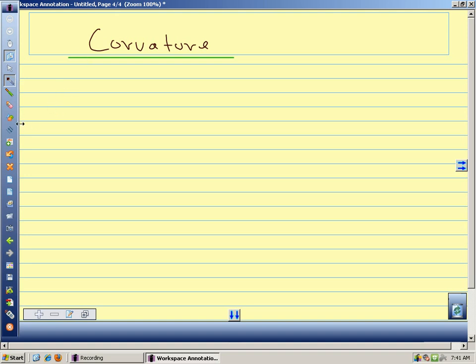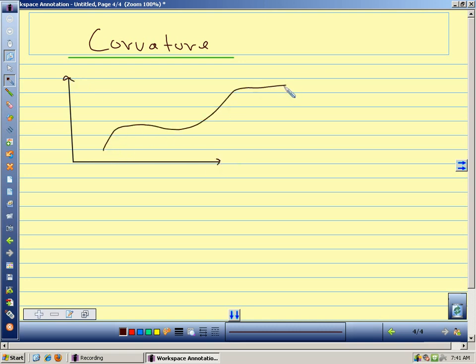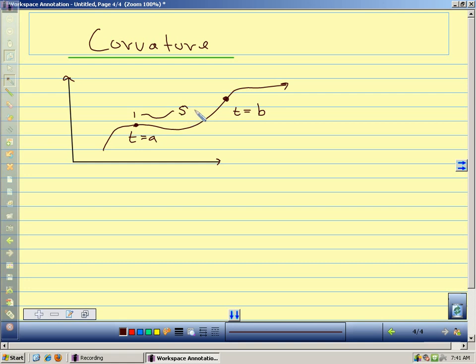Now let's start our analysis by looking at a curve. Here's my curve. I have a point here at t equals a, and another point here at t equals b. And my arc length goes from there to there.